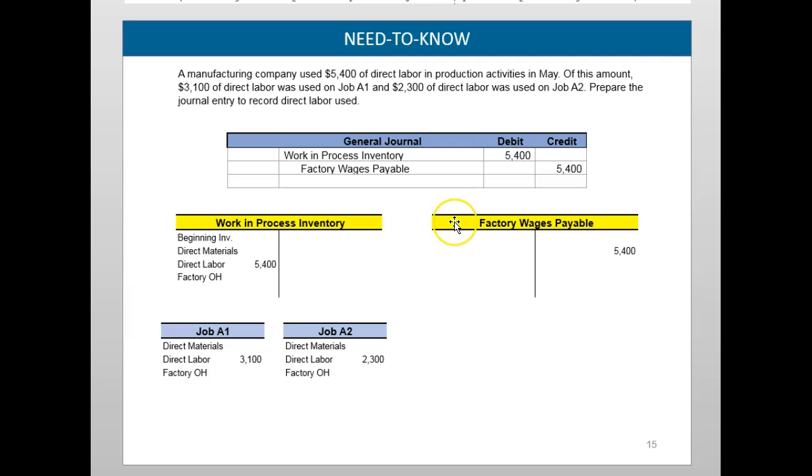So here's another kind of a shows you the whole flow of it. So this one is use 5,400 hours of direct labor. Of this amount, 3,100 was direct labor for job 1, and 23 was direct labor for job 2. So again, you prepare the entry, and you show the work in process. It doesn't have anything in it right now, but you apply the direct labor here, and in this T account, obviously this is for your balance sheet, and then this is distributed to the job sheets for job 1 and job 2 to the direct labor.